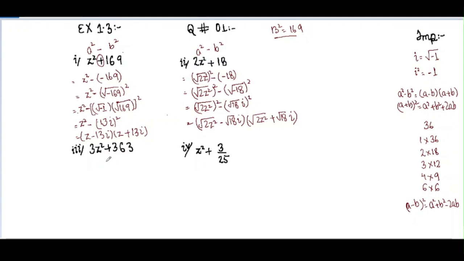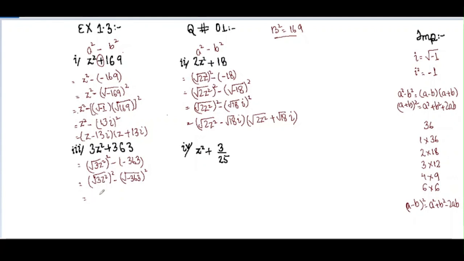Now moving towards the next part, it says 3z square plus 363. So first of all, we are going to again draw the square root on both these terms. Square root of 3z square whole square plus, sorry, we have to remove this negative sign, minus into minus 363. So it becomes square root of 3z square whole square minus square root of minus 363 whole square.